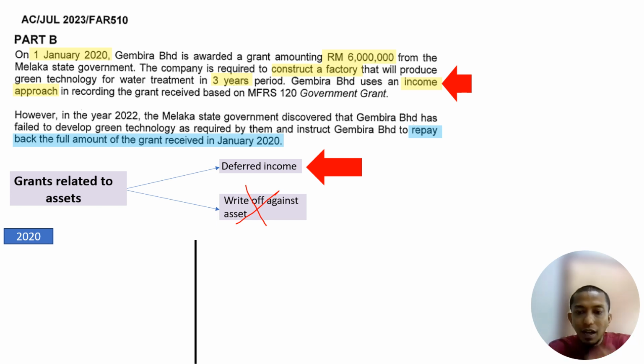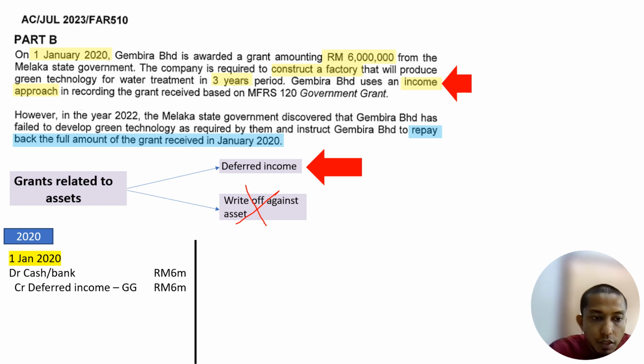So how do we do this? Basically, we received 6 million as a grant. Therefore, on 1st January 2020, we record debit cash or bank, however we received it, and credit deferred income, government grant, 6 million. That's all for now, because we don't have the value of the asset that we purchase or construct. Next, at the end of this period, you need to do what?